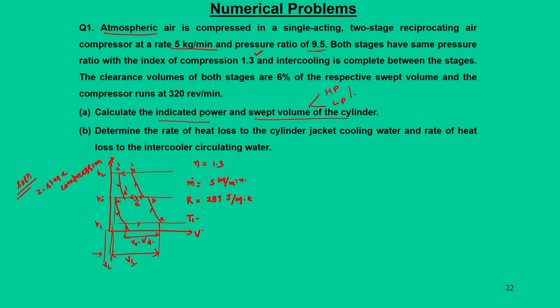T 1 we assume to be 25 degree centigrade, or 298 Kelvin. P 1 we say is 1.013 bar, that is 1.013 into 10 to the power 5 Newton per meter square, and P 2 is 9.5 into P 1. P I is the square root of 9.5 into P 1, that is the intermediate pressure with perfect intercooling.